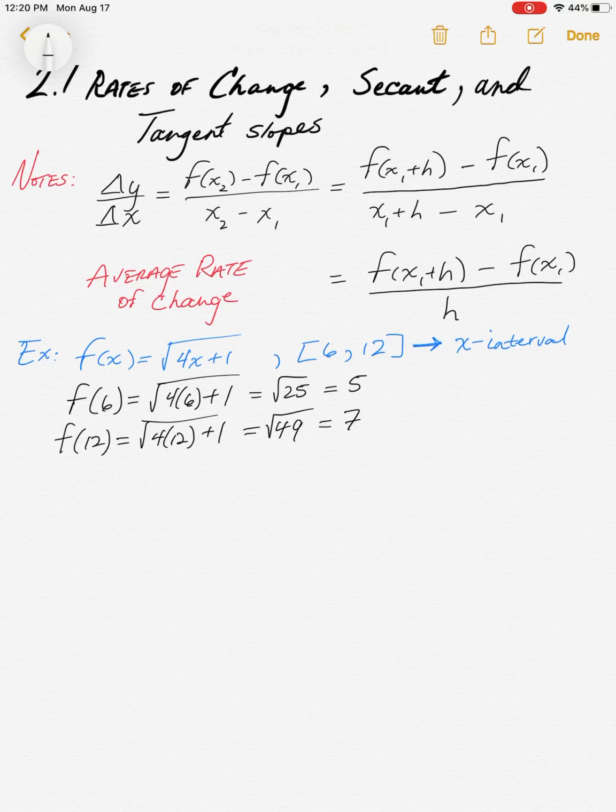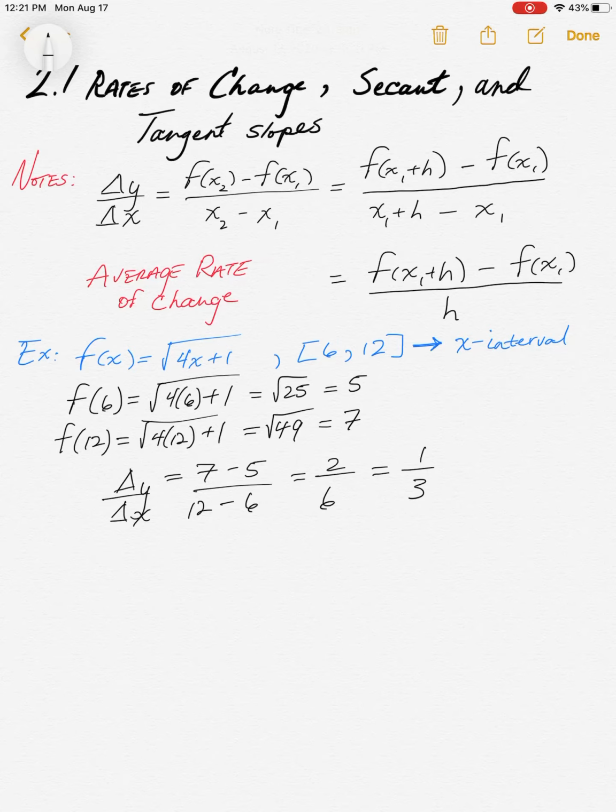That gives us 7. So our average rate of change is the change in the y values, 7 minus 5, over the change in the x values. 7 was produced by 12, 5 was produced by 6, gives us 2 over 6, and that reduces to 1/3. What that tells us is we have one change in y for every 3 changes in x.